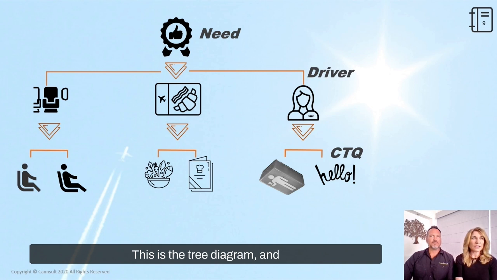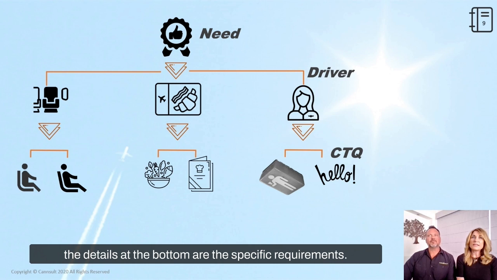This is the tree diagram. And in this example, the good flight at the top is the need. The comfortable seat, good food, and good service are the drivers. And the details at the bottom are the specific requirements. In Six Sigma terms, the customer requirements are often referred to as CTQs, which stands for critical to quality. This last level should get us to specific, measurable requirements.